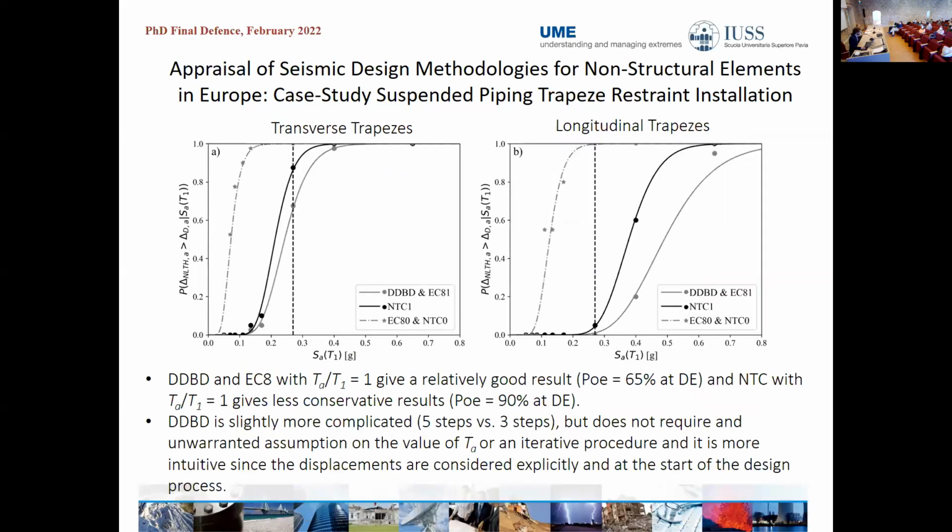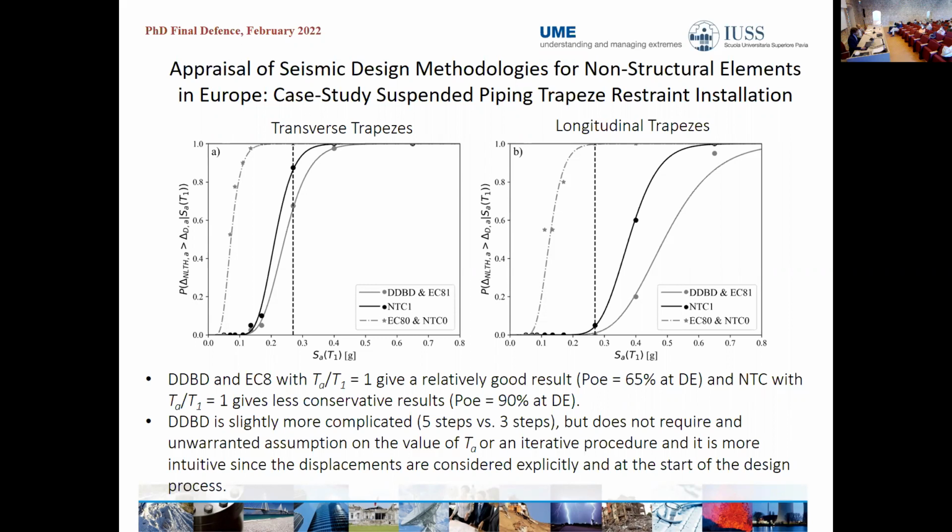We ran a full multi-step analysis of these three archetypes, and we fitted fragility functions to these results. You can see here the fragility curve for the transverse trapezie and the longitudinal trapezie. On the horizontal axis is the seismic intensity, and on the vertical axis you can see the probability of the peak displacement exceeding the target displacement for the seismic intensity. In these plots you can also see, as a black dashed line, the design seismic intensity.